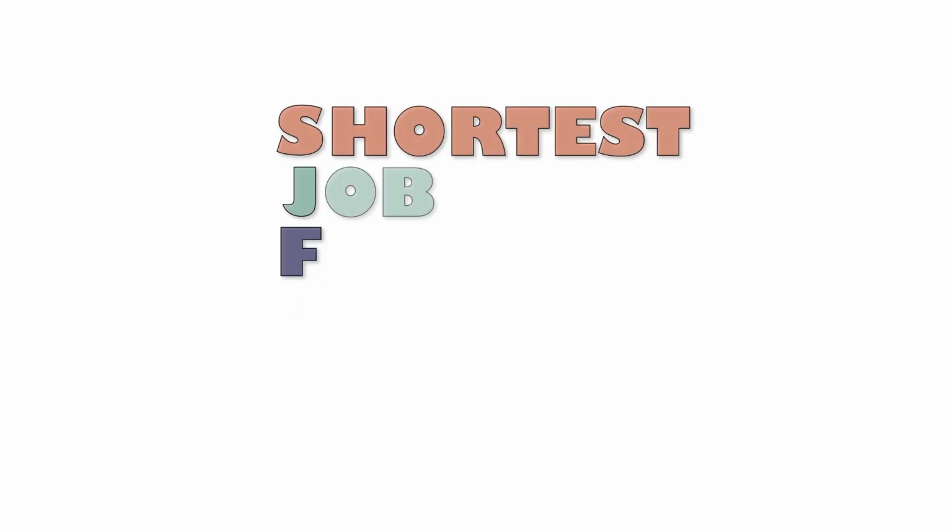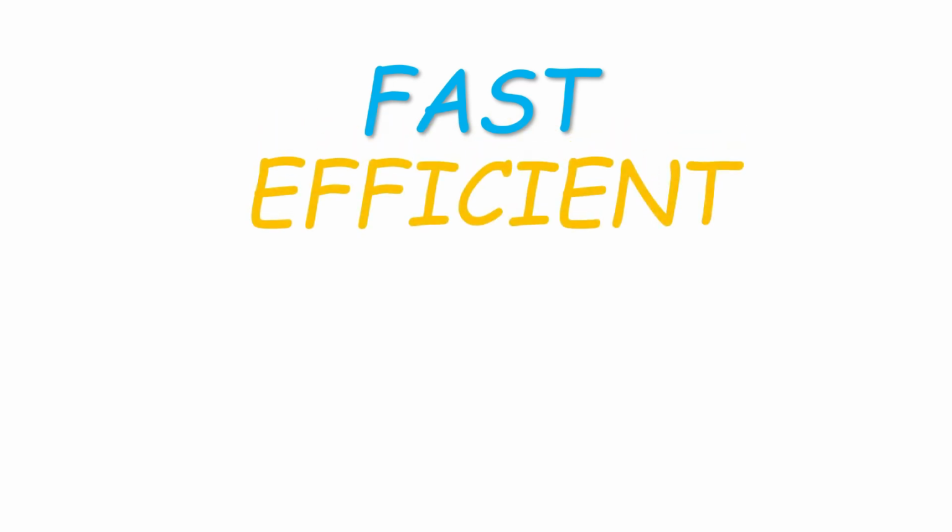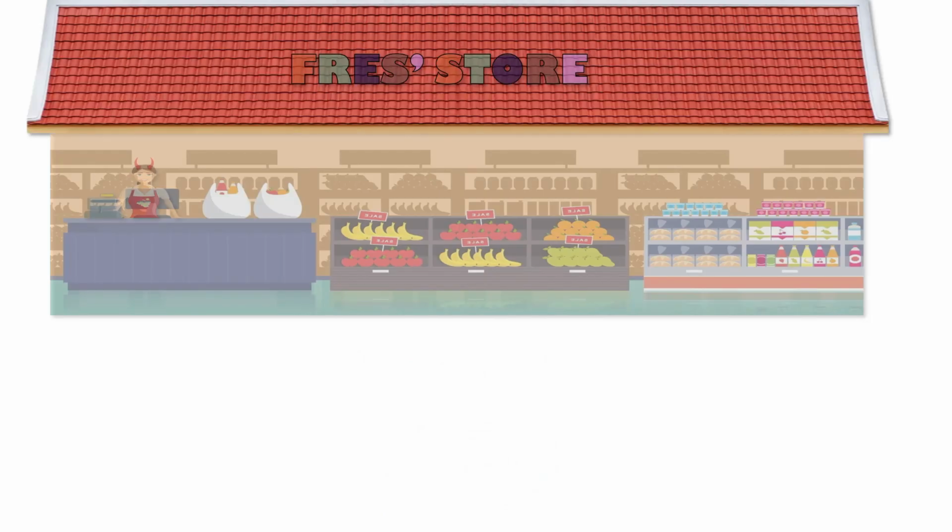The name is SJF, which stands for Shortest Job First. There are preemptive and non-preemptive, but I will only show you the preemptive type today. SJF is fast and efficient, but it's not simple and fair. Now let's get to work.